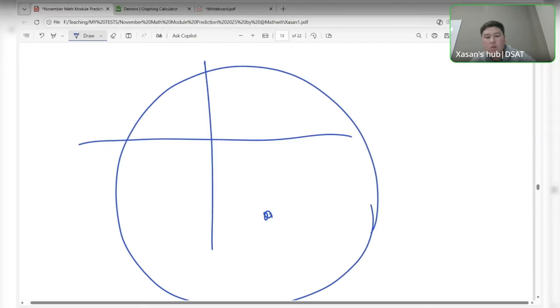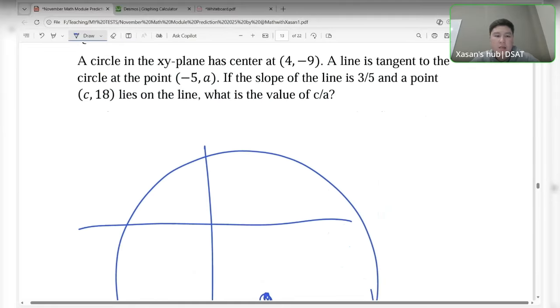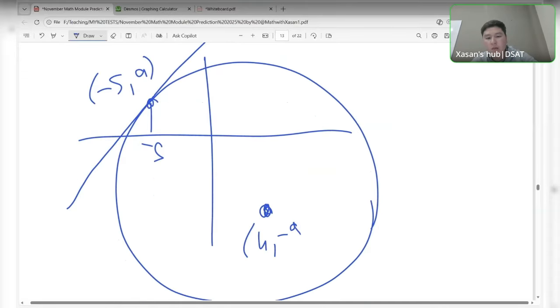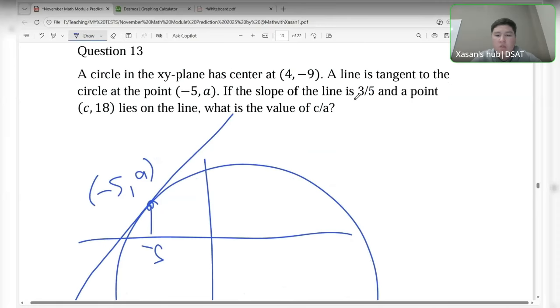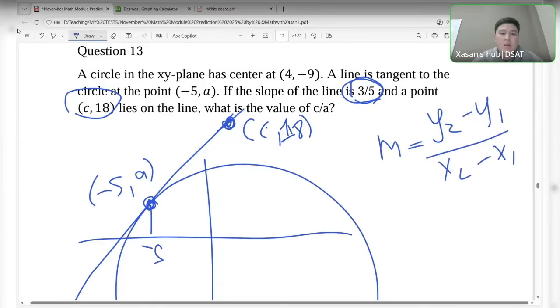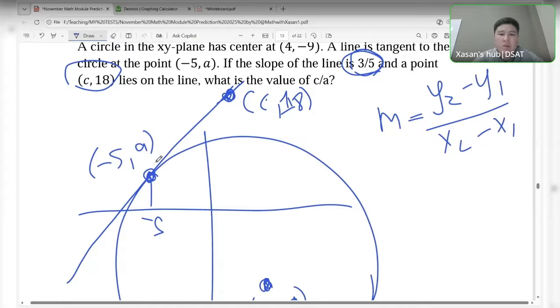And then we got a tangent line at (-5, a). So let's say these are the coordinates (-5, a), and the center (4, -9). The question is saying that the slope of the line is 3/5, okay, and the point (c, 18). Guys, we have the point somewhere here, (c, 18), right? By using the 2 points, and we already know the slope formula, y2 minus y1 divided by x2 minus x1, guys, we can easily find the value of c here. But first, we need the value of a.